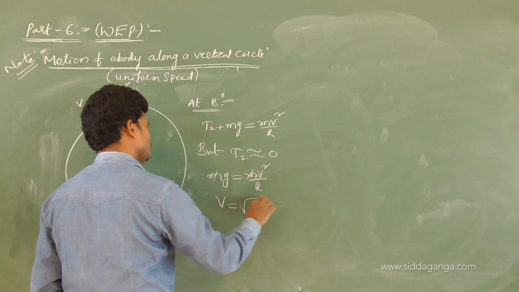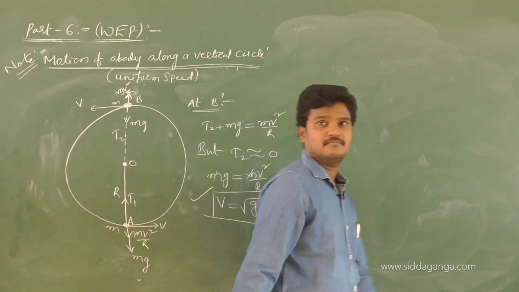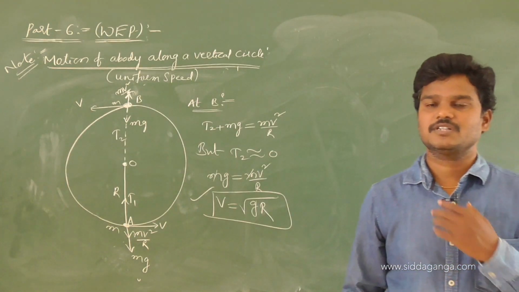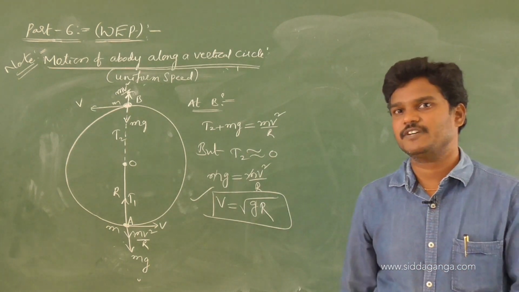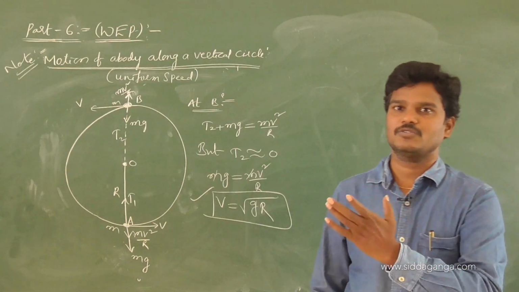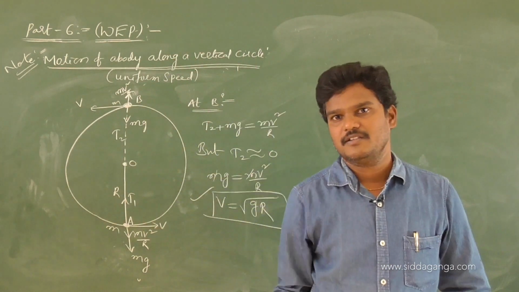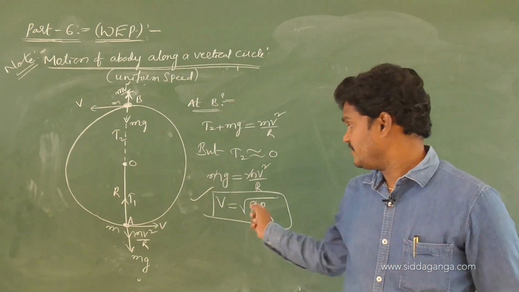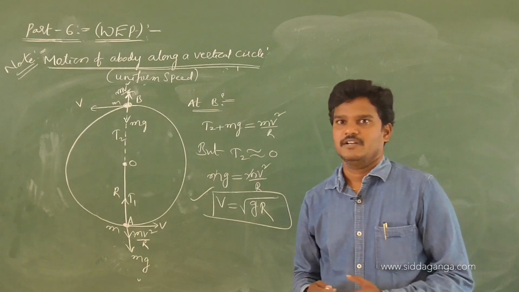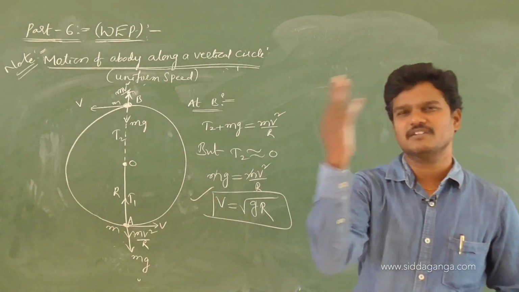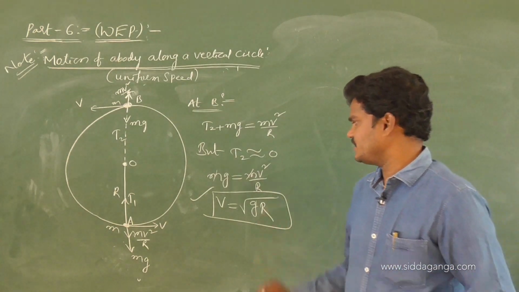Then we get v is equal to what? Root gr. So this speed is required so that the body moves with uniform speed along the vertical circle. If you maintain this speed for a bucket full of water, then the water never comes out of the bucket. If you rotate a cup of tea in a vertical circle, then the tea never comes out of the cup if you maintain v is equal to root gr. If it is less than root gr, it never completes the vertical circle. So this is v is equal to root gr.